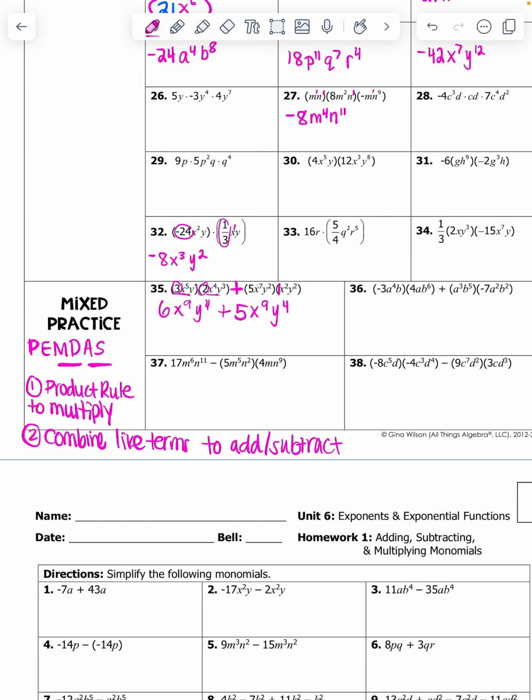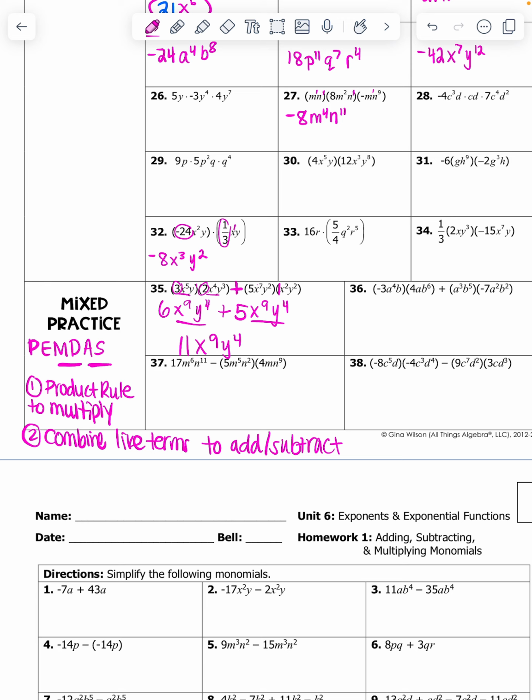Then I look to see, well, can I do more? I simplified the left, I simplified the right, and look at the variables and their exponents. If they have the same exact variables, x and y, and those variables have the same exact exponents, 9 with the x, 4 with the y, they're considered like terms. So what we do is we add 6 plus 5, that's 11, but we do not touch the exponents. It would be 11 x to the 9th, y to the 4th. So that's how the mixed practice questions work.